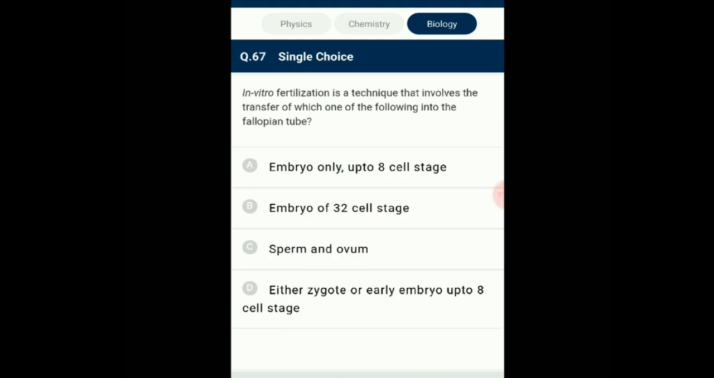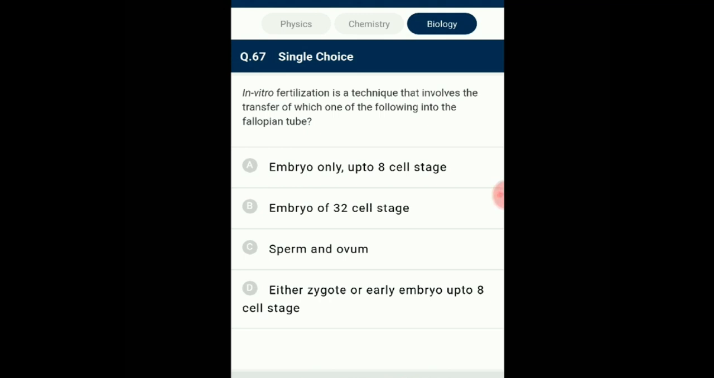Question number 67. In vitro fertilization is the technique that involves the transfer of which one of the following into the fallopian tube? The baby produced by conceiving in a culture dish and nourishing in the uterus is called a test tube baby. This method involves in vitro fertilization, called IVF. Fertilization of male and female gametes occurs outside the body, in conditions almost similar to those in the body, followed by embryo transfer. Either the zygote or an early embryo up to 8 blastomeres is transferred into the fallopian tube.